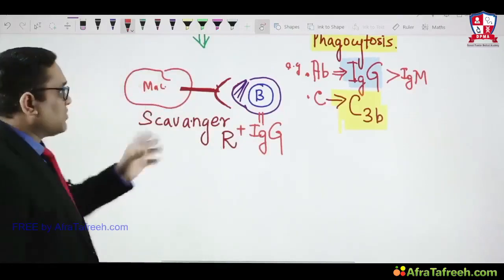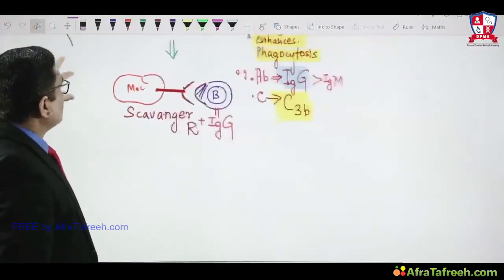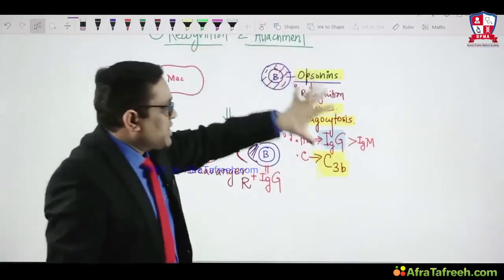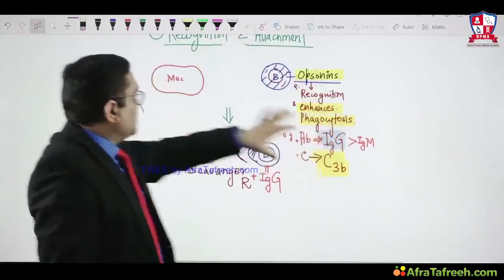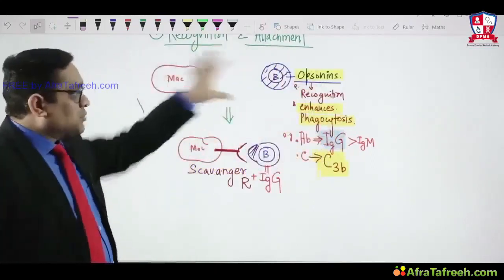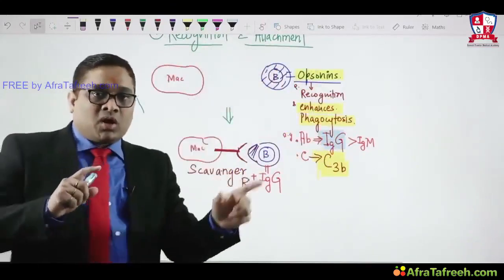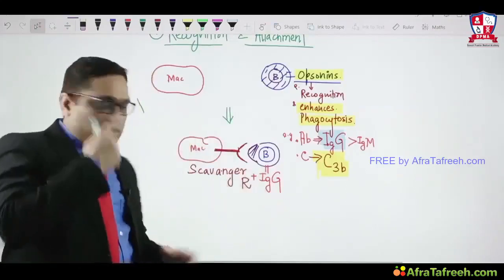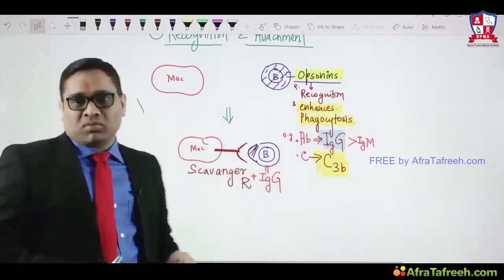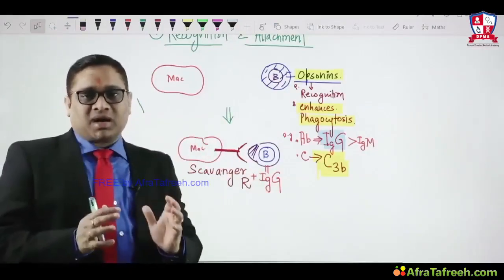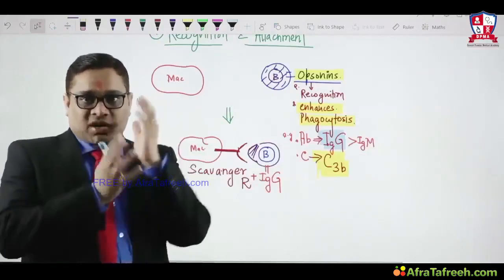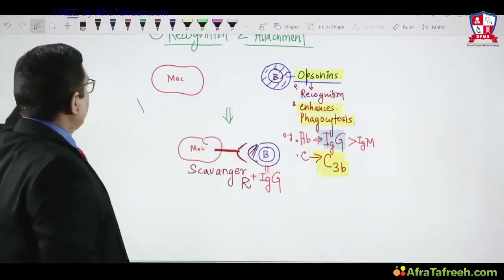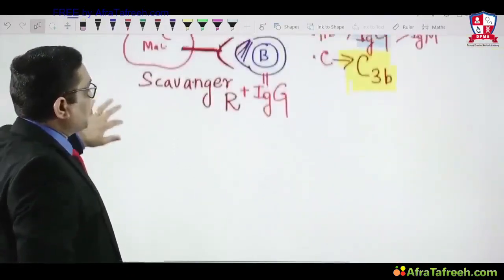That is why I wanted to tell you, this is an important concept which was asked in the AIIMS exam. After opsonization by immunoglobulin or C3b, what will be the next step? Will they form pseudopods, or will there be attachment of a scavenger receptor to the immunoglobulin? The answer was attachment of the scavenger receptor to the immunoglobulin, not pseudopod formation. It's a good concept, right? First recognition, then attachment, and for attachment they use the scavenger receptor with IgG.